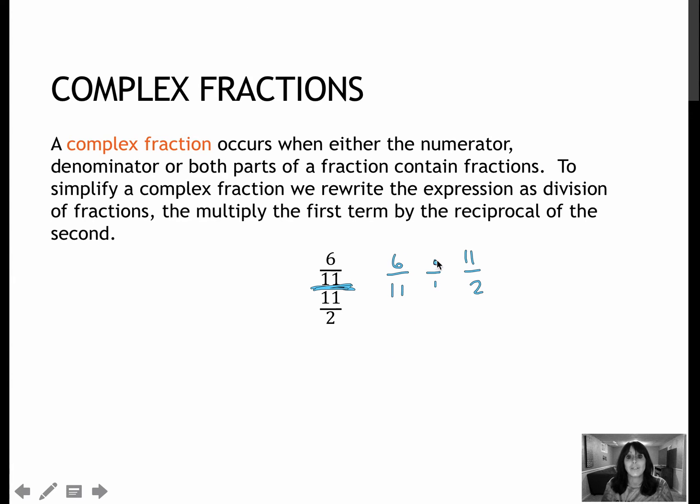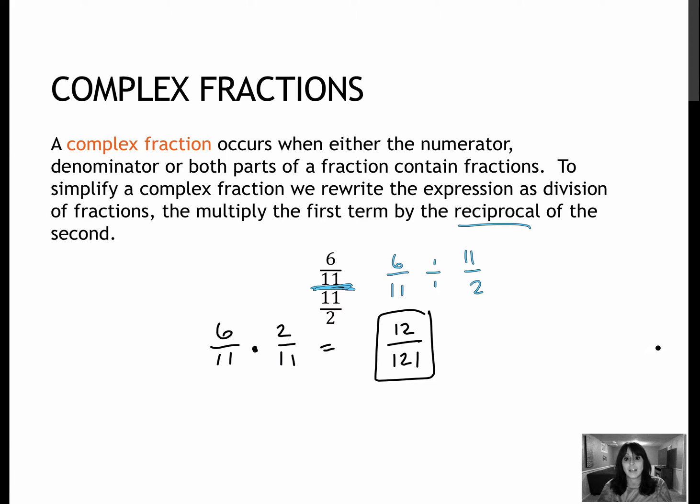Or 6 divided by 11 divided by 11 divided by 2. Now, the easier way to do this, of course, is to multiply by the reciprocal of the second. So I'm going to rewrite this question as 6/11ths times, and instead of division, I've changed it to multiplication. I'm going to flip 11/2 over to 2/11ths. At this point, if I could reduce, I would, but I can't. So 6 times 2 is 12. And 11 times 11 is 121, and that's my final answer. So that is actually not complicated, even though the original problem sort of looked complicated.